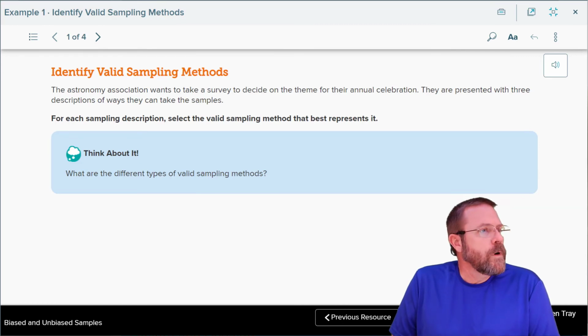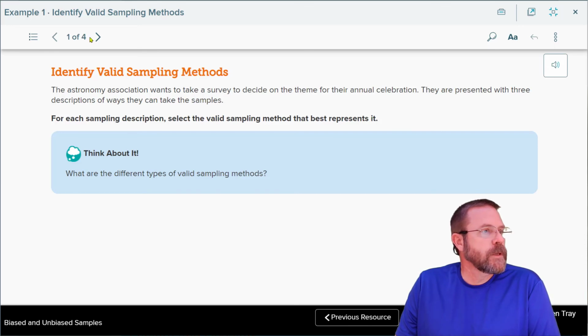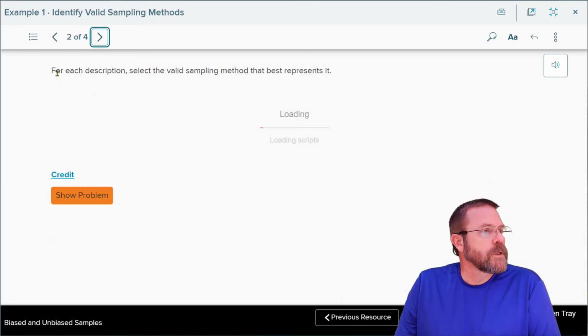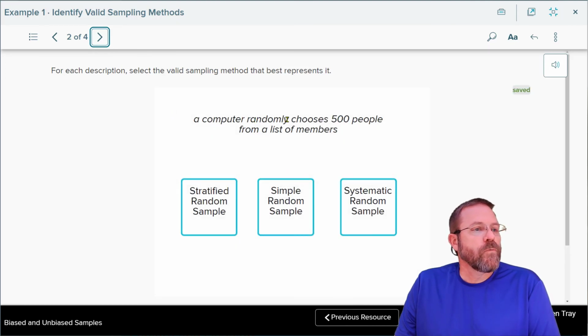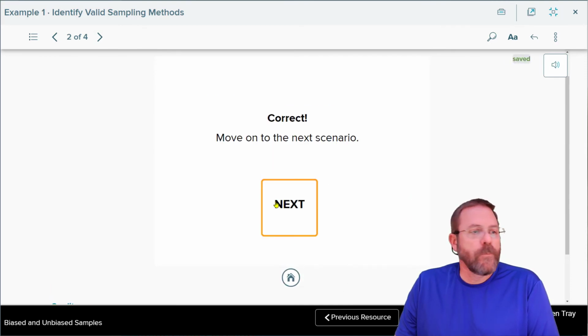For example 1, the Astronomy Association wants to take a survey to decide the theme of the annual celebration. They are presented with 3 descriptions of ways that they can take the samples. For each sampling description, select a valid sampling method to represent it. So, our first option says, yep, that's what we just said here. A computer randomly chooses 500 members from the list. That is going to be a simple random sample.